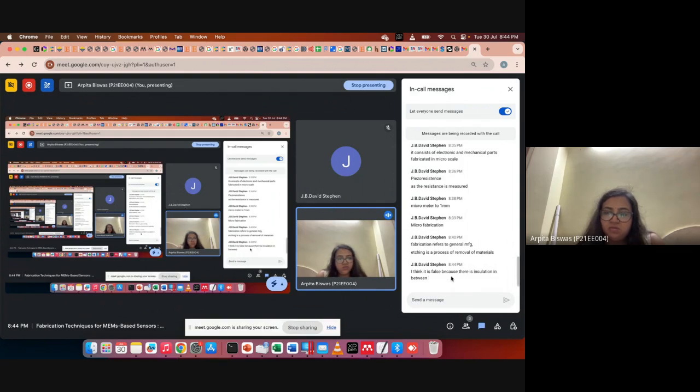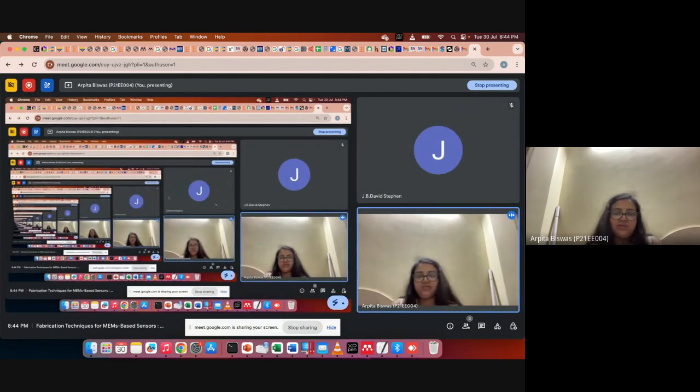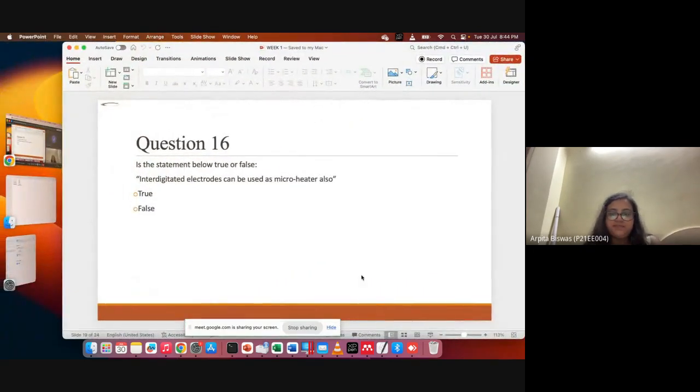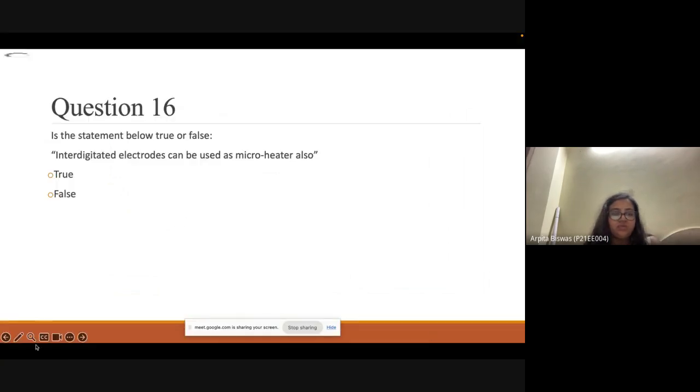I think it is false because there is an insulation in between. Yes, it is false. Okay, so the right option is false because I have already shown for the new student. You can see this is the electrode, like the electrode finger. This is the interdigited electrode. Okay, so this is called the interdigited electrode.